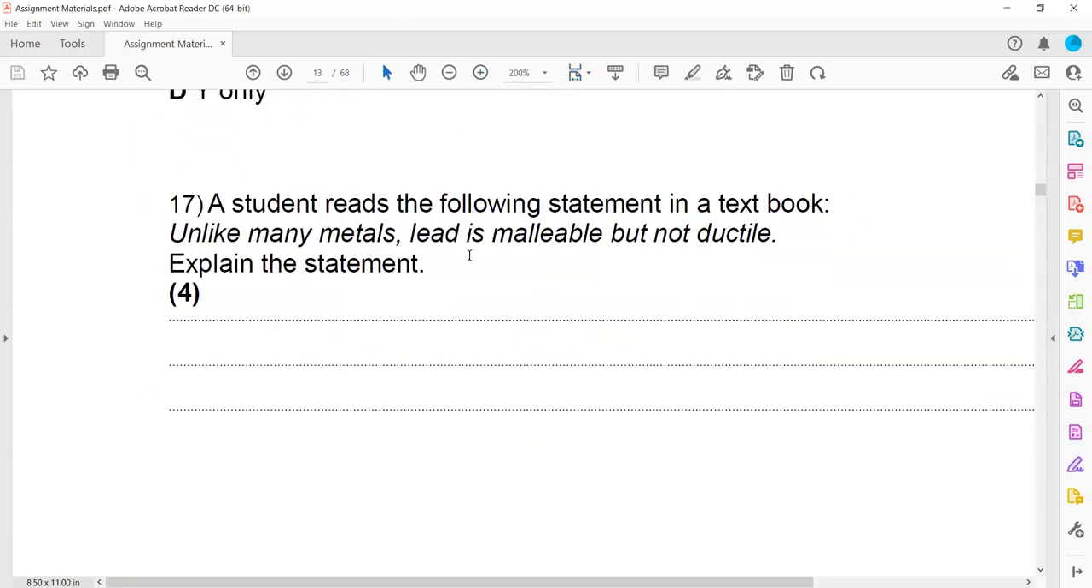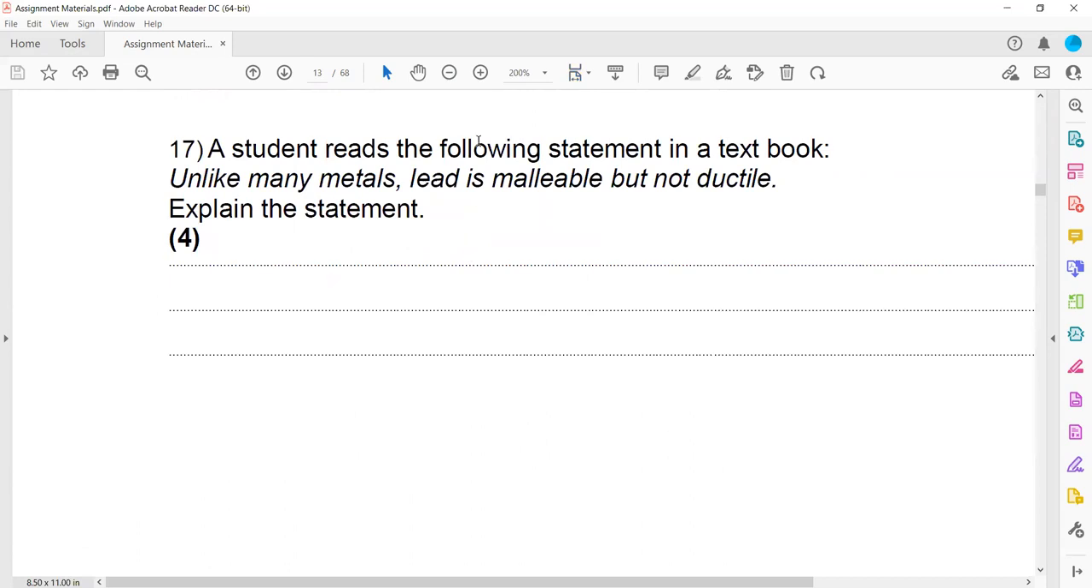Then in question 17, a student read the following statement in a textbook: Unlike many metals, lead is malleable, not ductile. So why is it 4 marks? You just have to write the definition. First thing you will mention, malleable material means it will undergo a large plastic deformation before breakdown under compression. That's malleable. And ductile means it will undergo a large plastic deformation under tension or a tensile force.